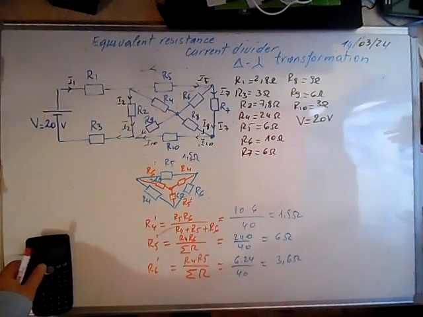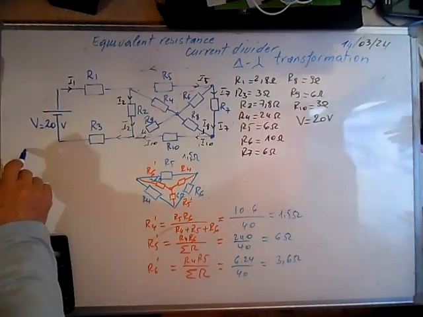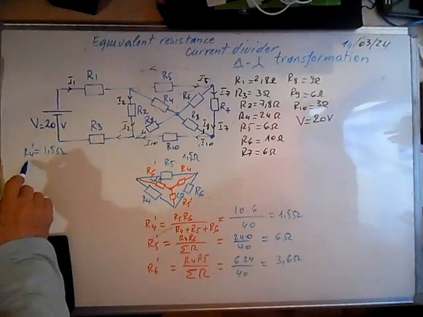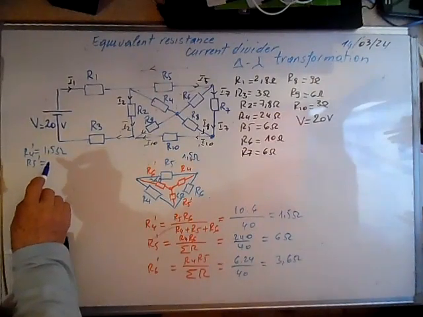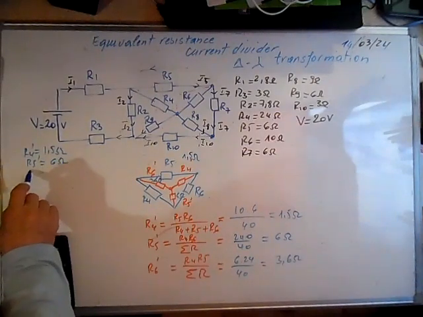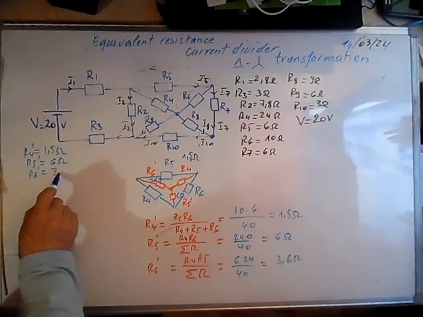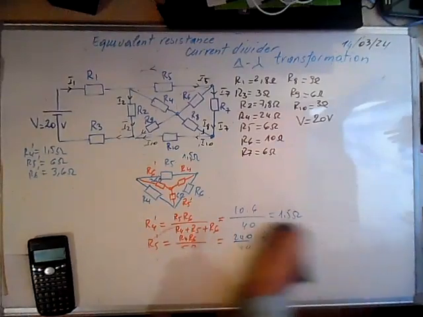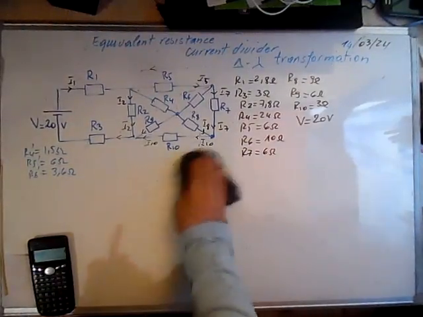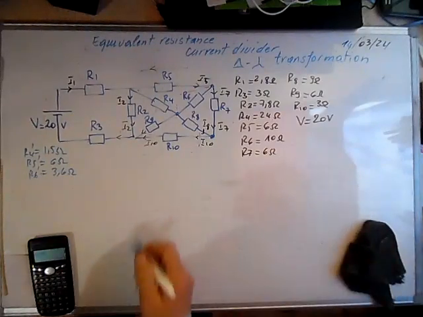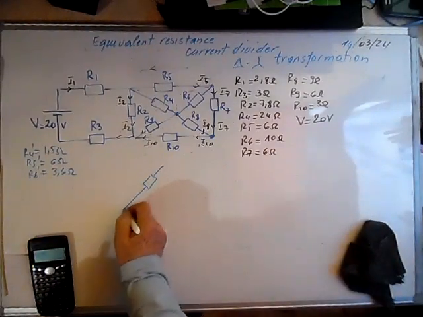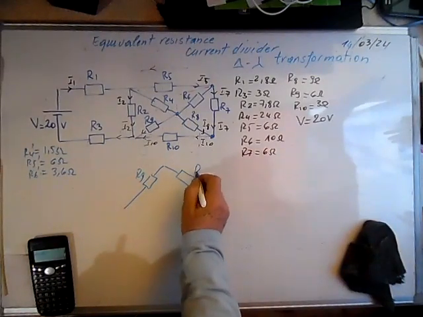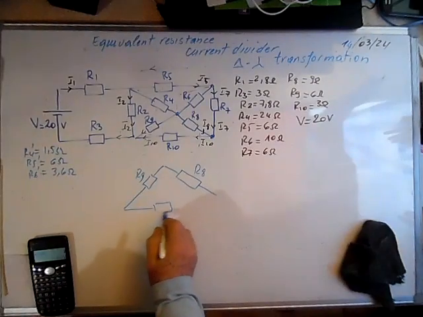Okay, we have calculated, I'll write down these values. R4 prime is equal to 1.5 ohms, R5 prime is equal to 6 ohms, and R6 prime is equal to 3.6 ohms. Let's go to the second triangle, delta, which is R9, R8, and R10.